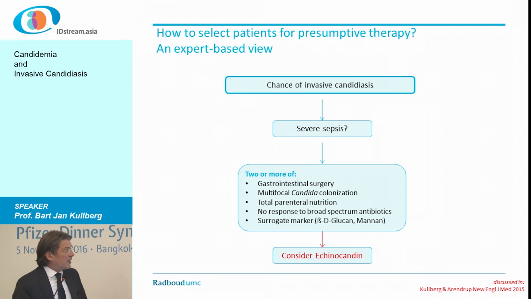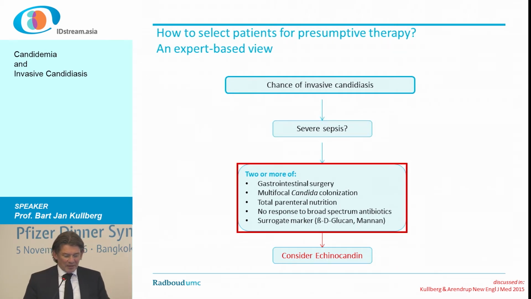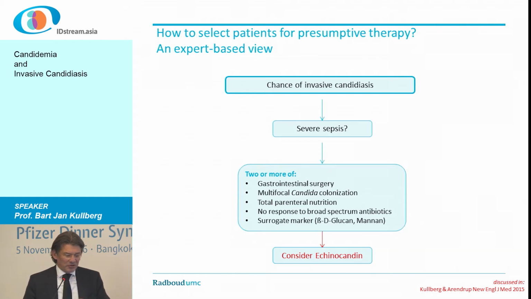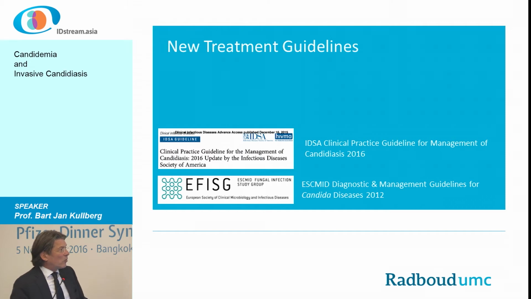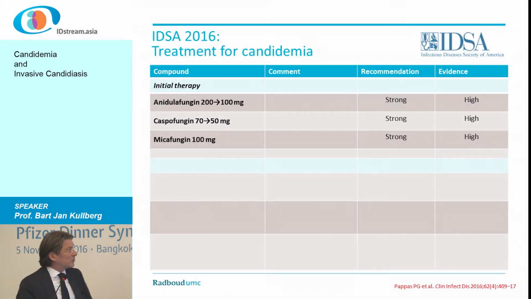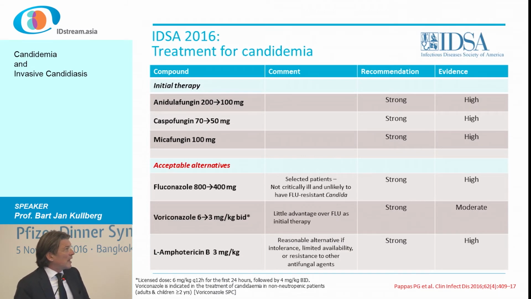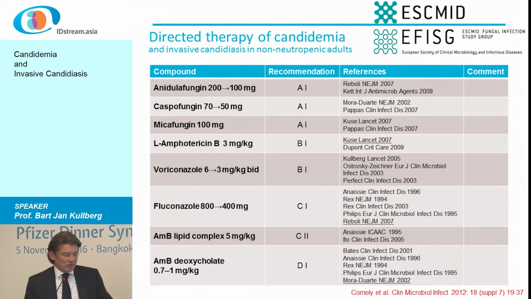And then the way of deciding is always restricted to the patients with severe sepsis, and then use your judgment and your local epidemiology to guide this. If we go a bit more specifically to the guidelines and their application in the ICU, two guidelines, IDSA and ESCMID. We have heard from the survey that the IDSA guideline is most popular in this part of the world, which now also favors an echinocandin as primary therapy for most of the patients.